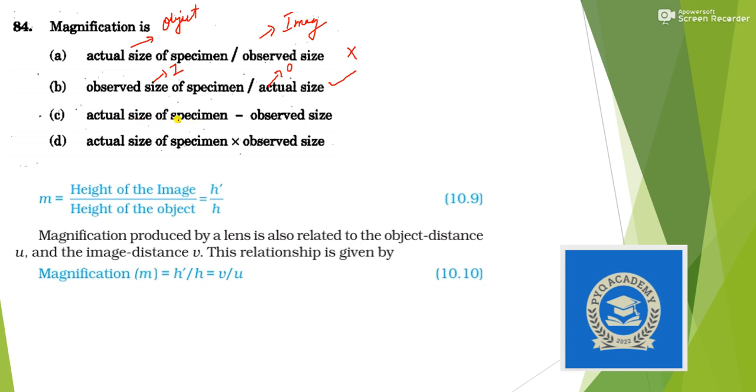Then actual size of specimen minus, no, and no multiplication. So answer is option B. Magnification is given by height of image by height of object.